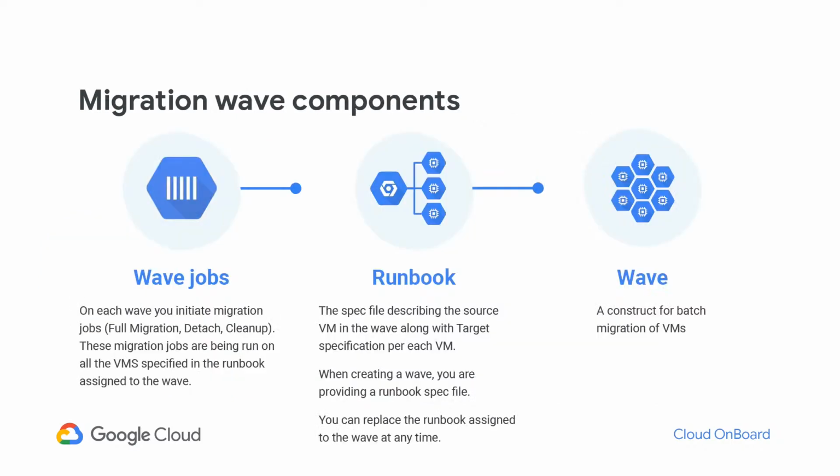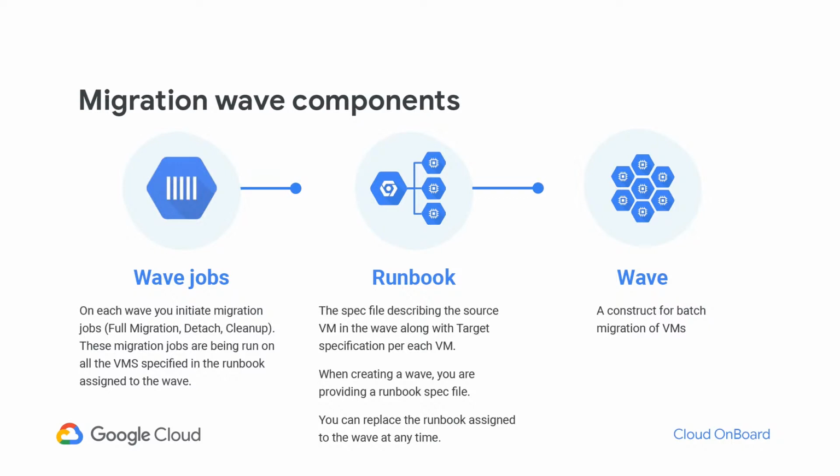So what is a wave? A wave is a high level construct which represents the entire migration batch. When you're migrating a large number of machines, you do it in batches. Think about a wave job: once you initiate a migration, these are the jobs that will be running on the VMs on a specified network. Now we have a runbook. What's a runbook? A runbook is basically a CSV file that specifies the VMs that are required to be included in that wave and all the configurations of the target VM. It describes the source VM, the properties of the target VM, the network, and all the information that's required. Finally, what's a job?